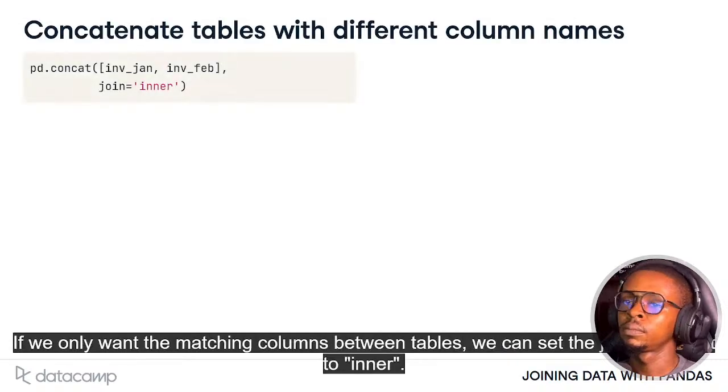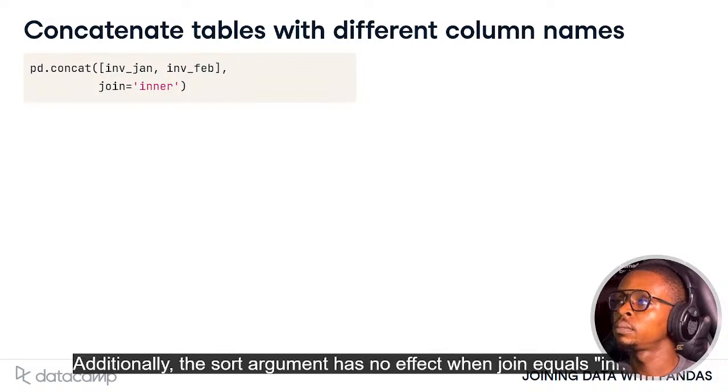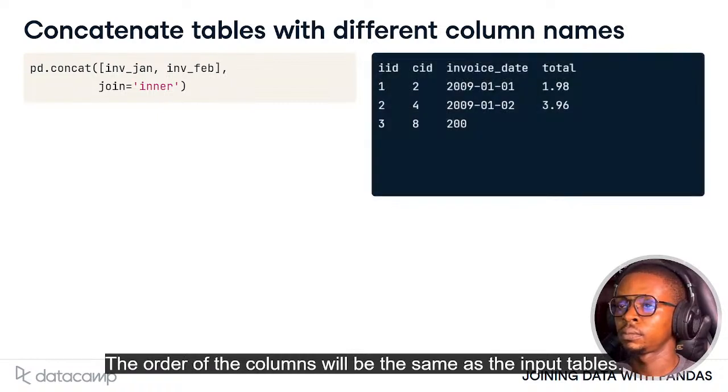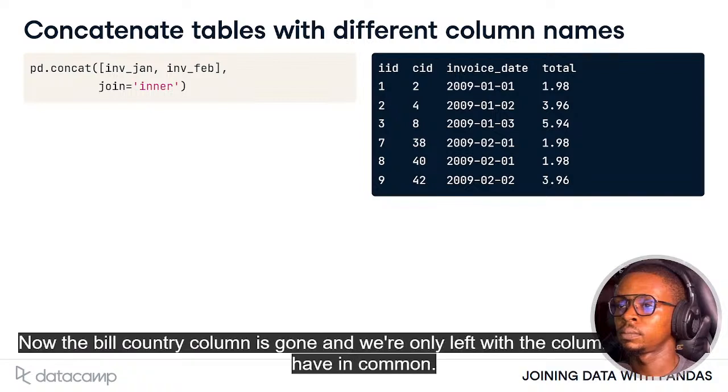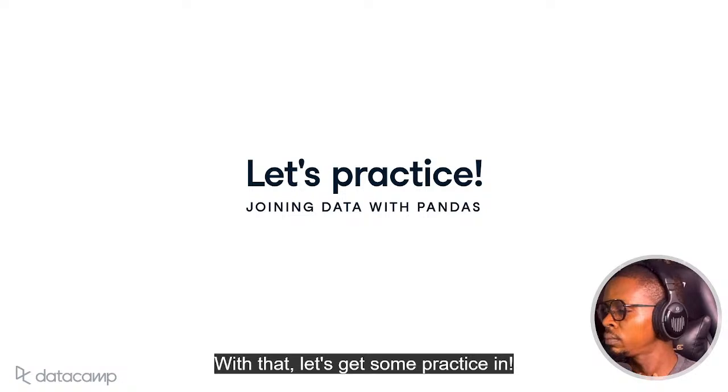If we only want the matching columns between tables, we can set the join argument to inner. Its default value is equal to outer, which is why concat by default will include all of the columns. Additionally, the sort argument has no effect when join equals inner. The order of the columns will be the same as the input tables. Now, the billing country column is gone, and we're only left with the columns the tables have in common. With that, let's get some practice in.